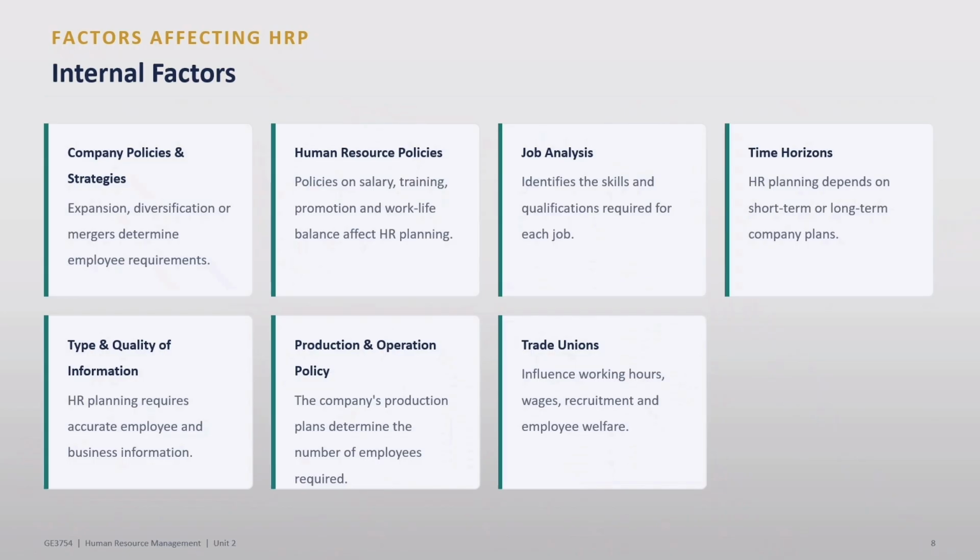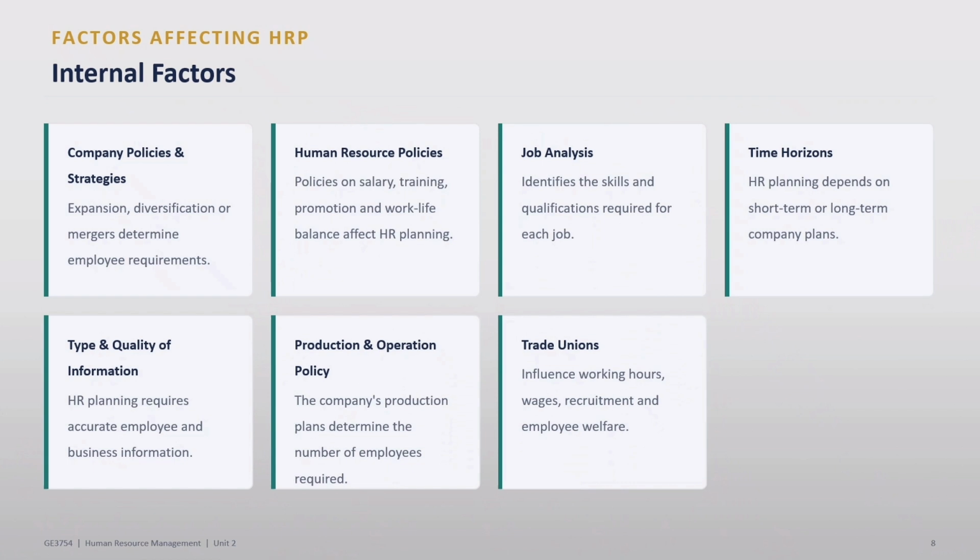The fifth factor is the type and quality of information. Effective HR planning requires accurate information about the existing employees as well as the organization's future business requirements. Another factor is production and operation policies. The organizational production plans determine the number of employees required for different activities. Finally, trade unions can also influence HR planning, with an impact on working hours, wages, requirements, and employee welfare. Therefore, HR planning needs to consider both the internal conditions and the external environment.